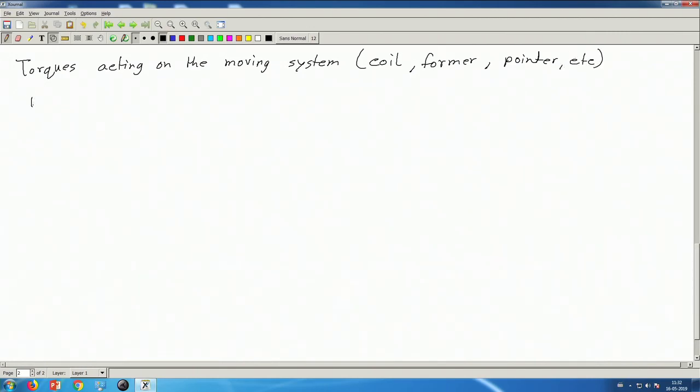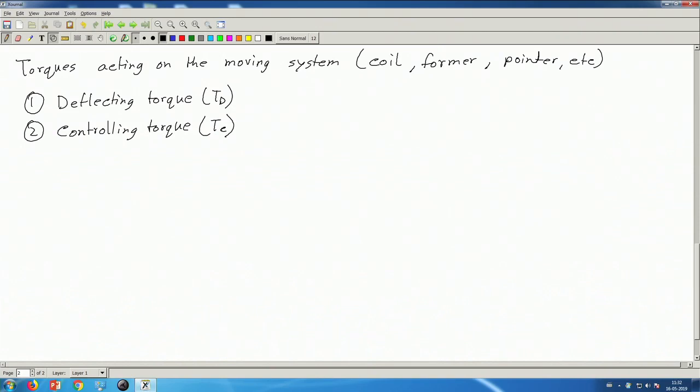Okay. So, the torques that act on this moving system are firstly the deflecting torque, which we denote as Td, then the controlling torque, this is nothing but the spring torque, which we denote by Tc, and the third important thing which we have discovered now is the damping torque. So, let us denote it as T damp, because if I use Td, these two will be confusing.